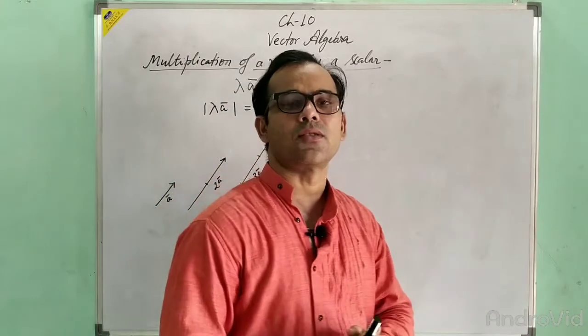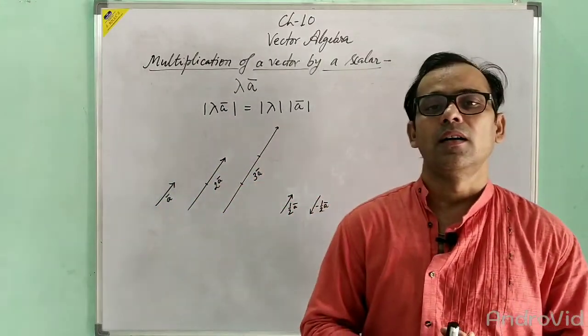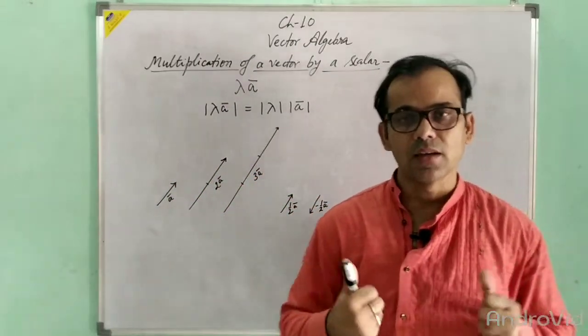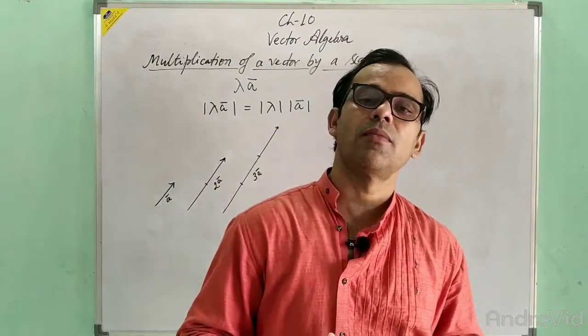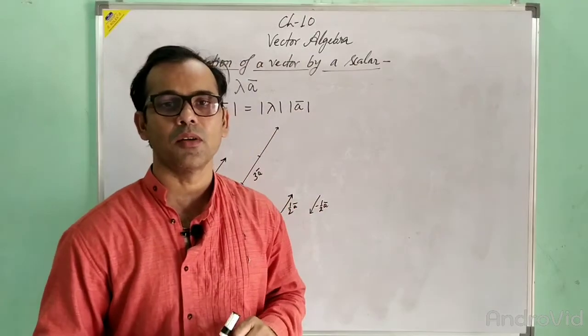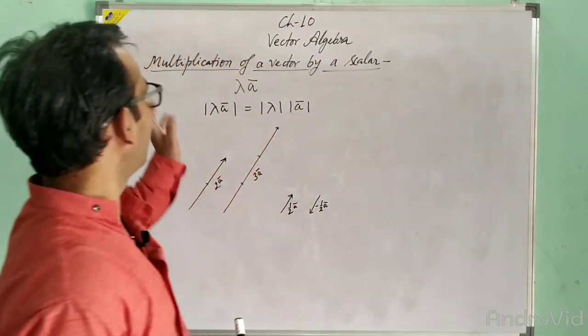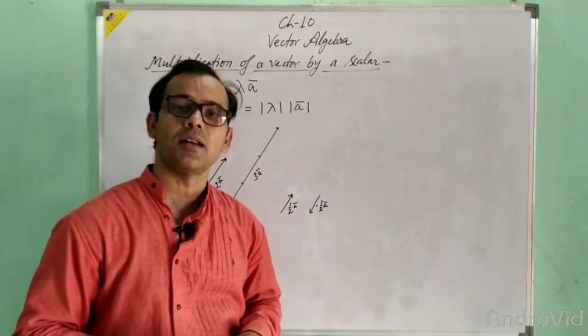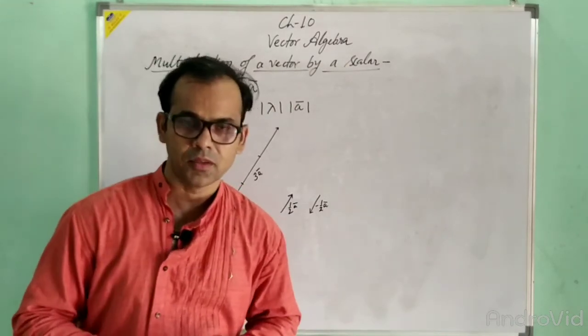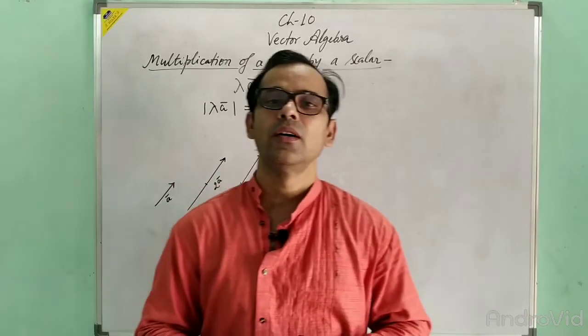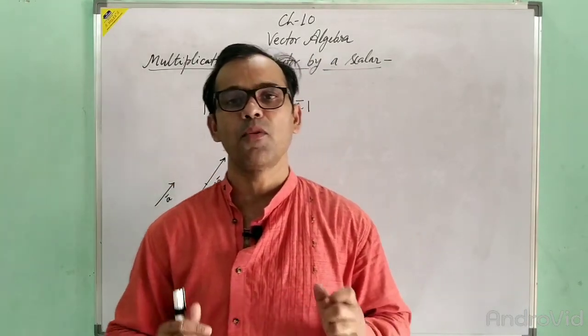So in today's lecture we learned how to add vectors using the triangle law, then the addition of vectors using the parallelogram law, and when a vector quantity is multiplied by a scalar, this type of vector is obtained. So now in the next video we will discuss the components of a vector.